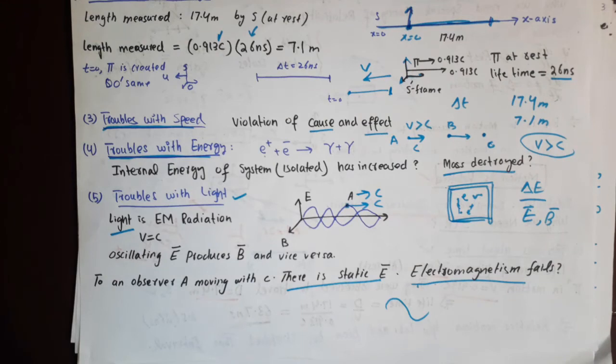So these were a few troubles with our classical ideas. These types of phenomena could not be explained on the basis of classical theory. Therefore it was required to have a new theory that could explain these particular phenomena. In the next video I will talk about the Galilean transformations.